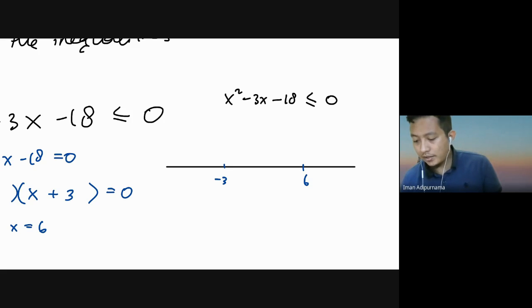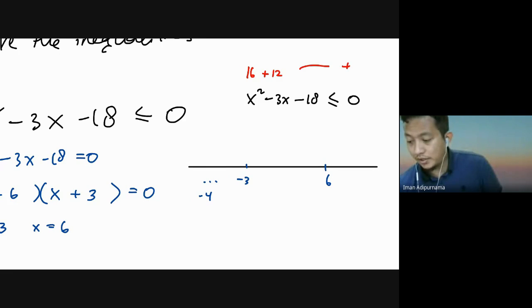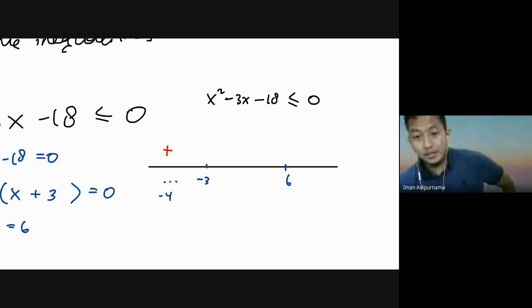So maybe we try -4 here. We put -4 into the equation, careful, negative and negative, okay, careful. So it will be positive. It's resulting positive, so it's positive. Okay. And let's try another number for the other interval. From -3 and 6, we try maybe 0. So 0 is negative. Okay. And try 7. I think 7 will be positive too.